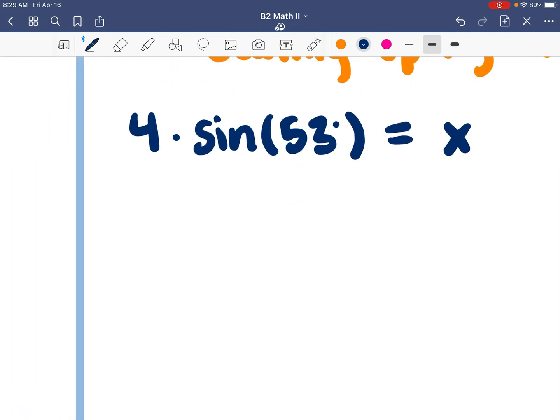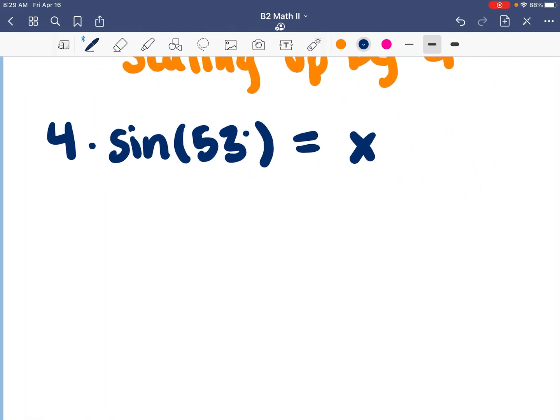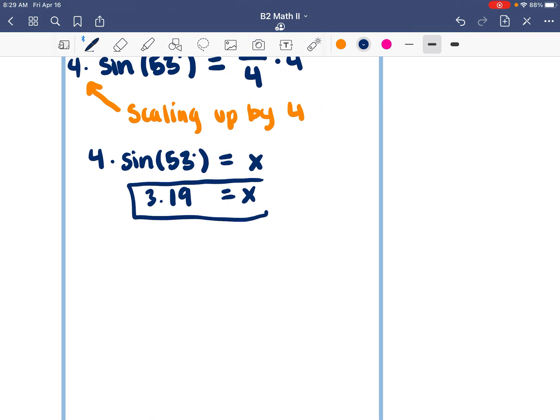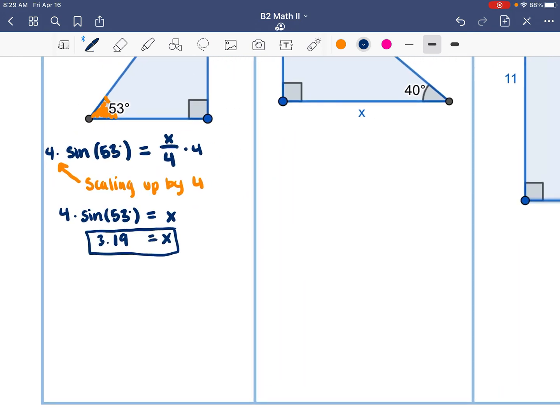And then the last step is just to plug that into a calculator. 4 times sine of 53. I will do that on mine really quickly. 4 times sine of 53 is 3.194. So I'm going to say 3.19. We'll just round to 2 decimal places. 3.19, and that's how long x is. That's the x side of this triangle.